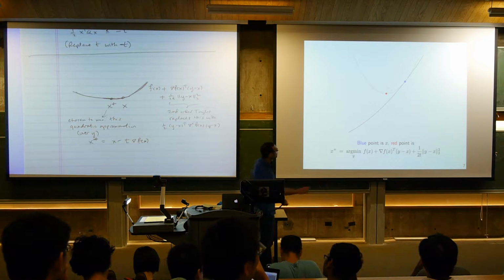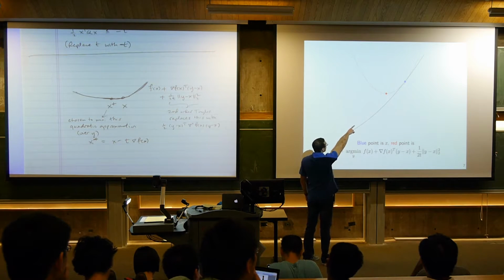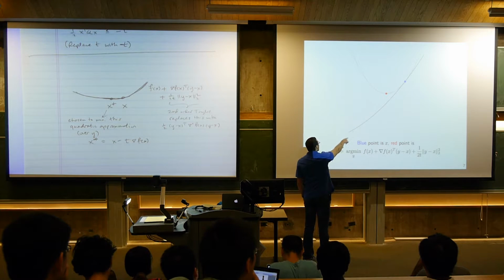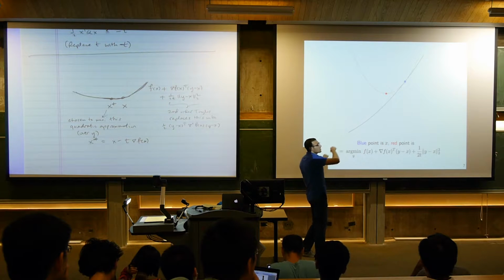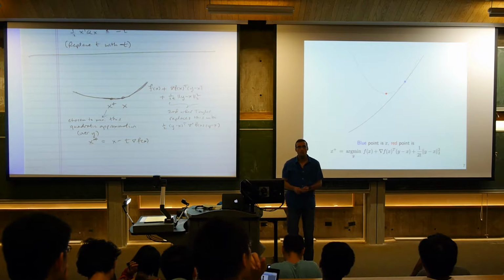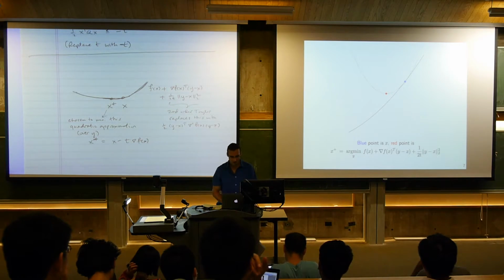OK, so that's just a picture of what I just said. Think about it: I'm at the blue point, that's x. I make a quadratic approximation to my function. That's this dotted line. My function is this solid line. And the next gradient descent step is in red. It's chosen just to minimize that quadratic approximation. OK?